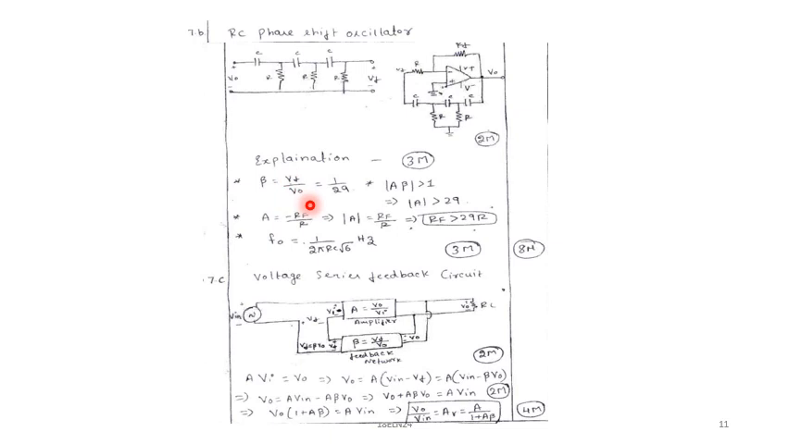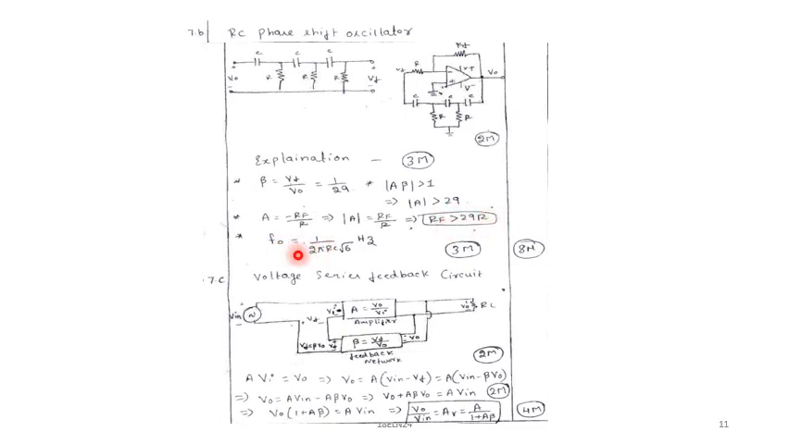So beta is equal to VF by V naught, 1 by 29, or we can write the magnitude of A into beta is greater than 1. So this is one condition. So here you can write the magnitude of A is greater than 29. Then to find this RF and R, A is equal to minus RF by R, or the magnitude of A is equal to RF by R.